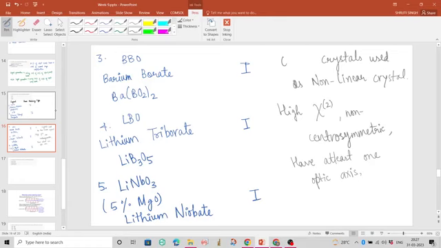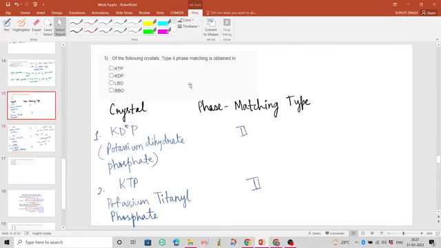So the question asked was, which one of the following crystals has type 2 phase matching? The type 2, it's written over here only. Type 2 phase matching is obtained using the crystals KDP and KTP. So options 1 and 2 are correct. It's an MSQ, so we can select both. So type 2 phase matching is obtained using KTP, potassium titanyl phosphate, and KDP, potassium dihydrogen phosphate.